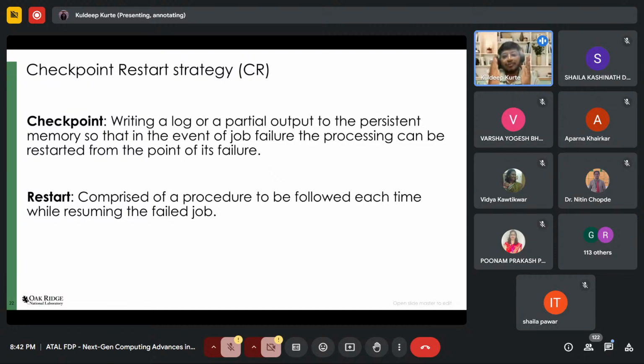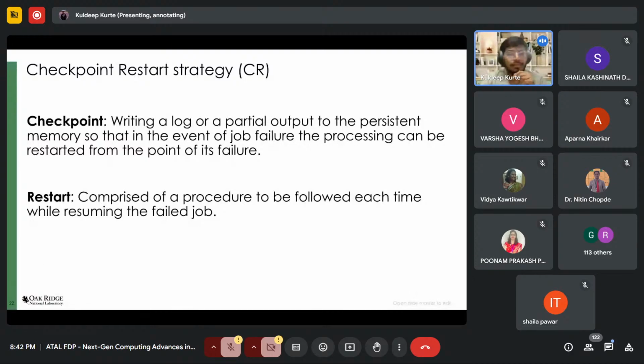You can resume the job from the point where the job failed earlier. So that was the logic. I hope we understand the meaning of checkpoint. In a simple sense, it is a log that we want to write. In our case, it's a partial binary map that we want to write into the persistent storage, so that at least whatever data was processed was available in the persistent storage. That we wanted to make sure.